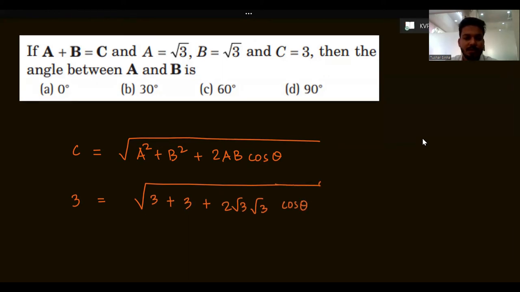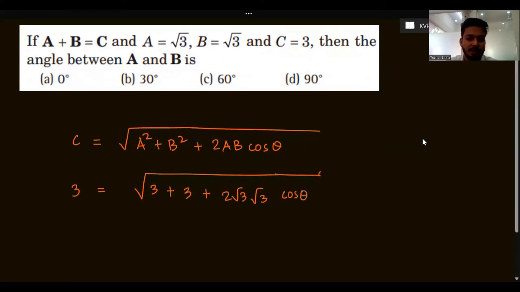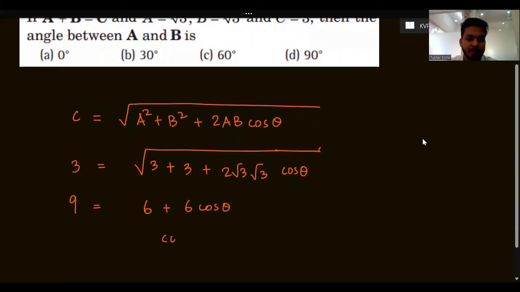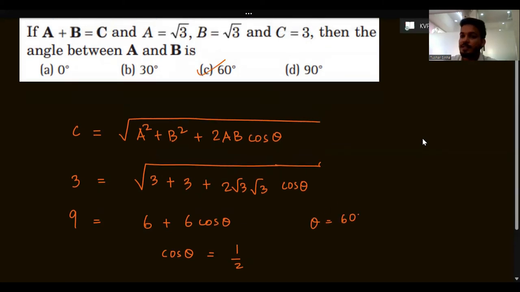Okay, so if you solve this equation, you're going to get the value of cos theta. So this will become 9, this is 6 plus 2, 3 is 6 cos theta. Okay, so I end up with cos theta equal to half. So for what angle is cos theta equal to half? Theta equals 60 degrees. So the answer to this question is 60 degrees.